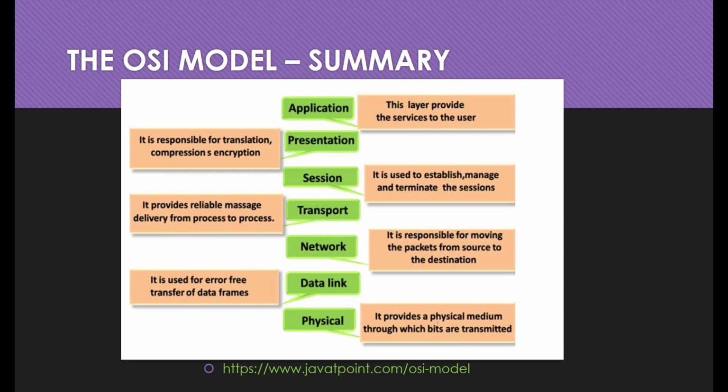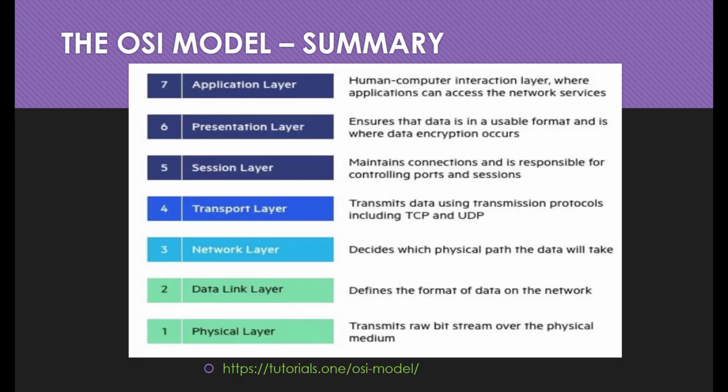The data link layer, which is layer 2, is used for error-free transfer of data frames. And the last layer, which is the physical layer, provides a physical medium through which bits are transmitted. So let's see another summary of that. This one explains the application layer as the human-computer interaction layer, where applications can access the network services, which makes sense.